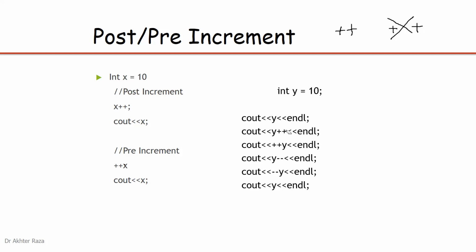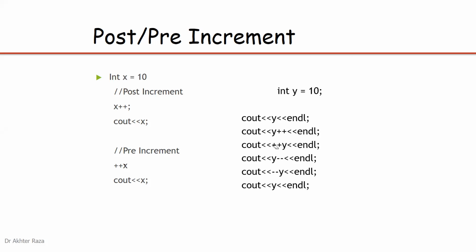So the output will be what? Output will be 10. The output of the first line is 10. The output of the second line is also 10. It is not 11, because firstly the value of y will be printed, then it is increased by 1. Just after passing statement number 2, the value in the memory increased by 1. So that value becomes 11.